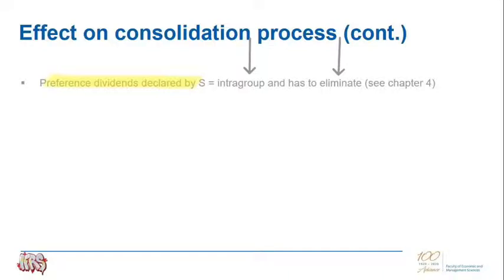The principles behind the preference dividend declared by S, it being a negative movement in the equity of S, is exactly the same as what we've already discussed in Chapter 4 when we looked at the ordinary dividend declared by S. When the subsidiary declares a preference dividend, it will also have to eliminate as part of the consolidation process.